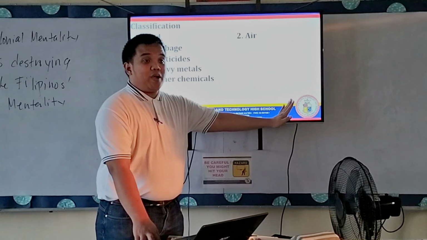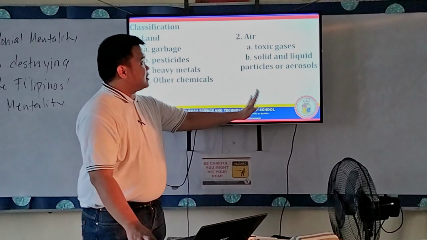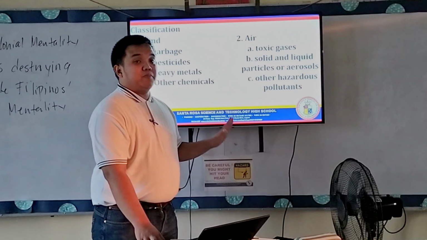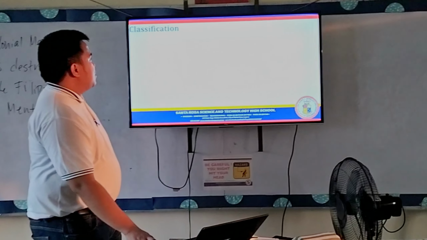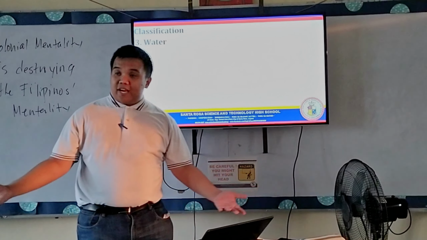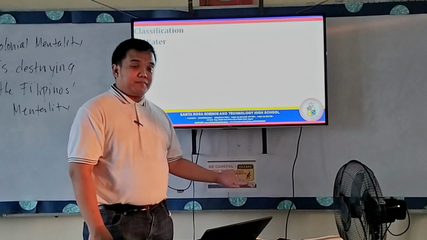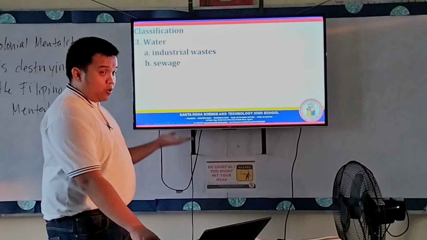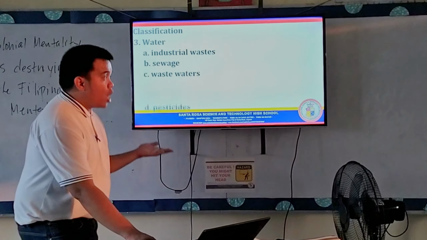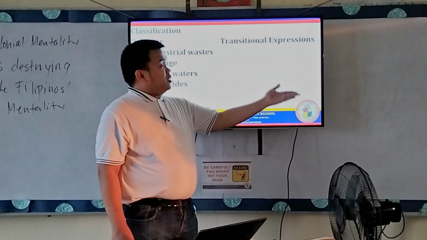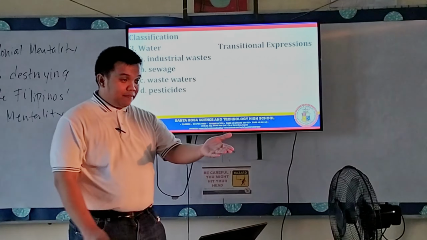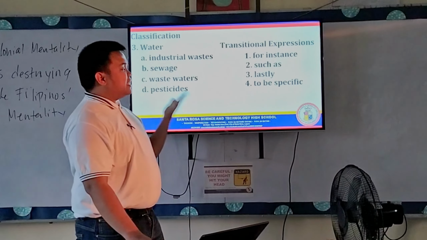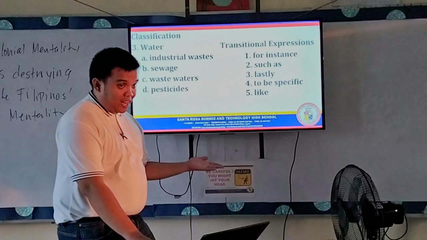So for the air, what do we have? We have toxic gases, solid and liquid particles and aerosols, and other hazardous pollutants. Next, for the third one, for the water, what do you think is under this classification? Okay, we have here industrial waste, sewage, very good, wastewaters, pesticides. And for the transitional expressions, Daniel, we have, okay, thank you Daniel, for instance, such as, lastly, to be specific, and blank.